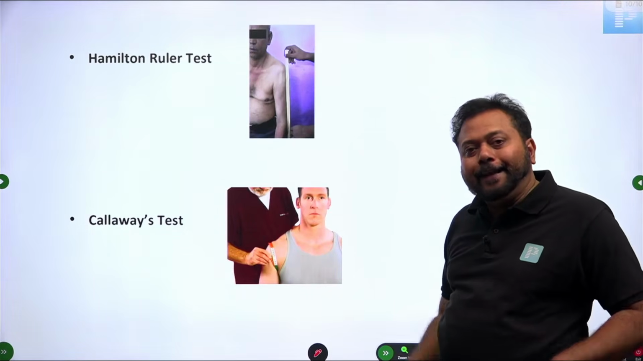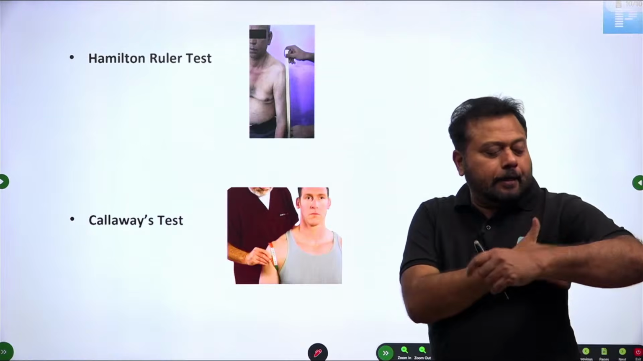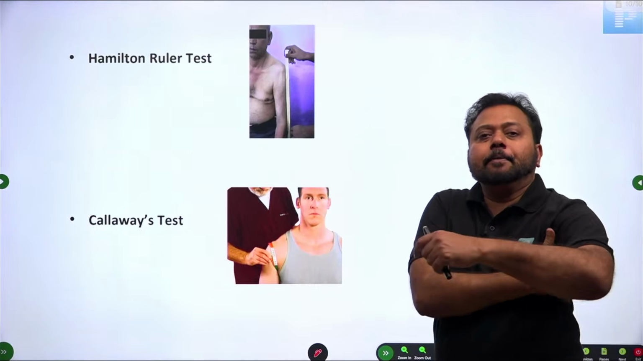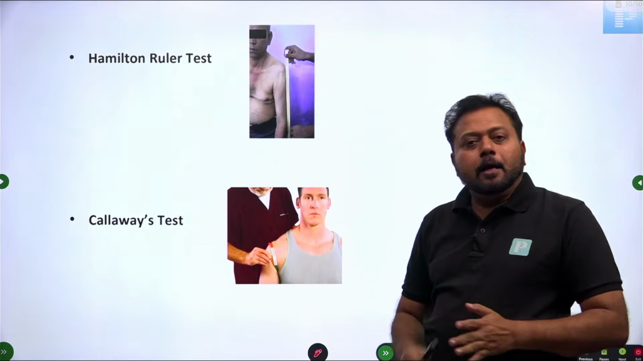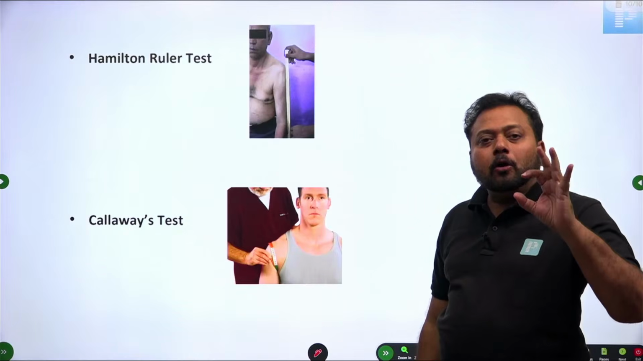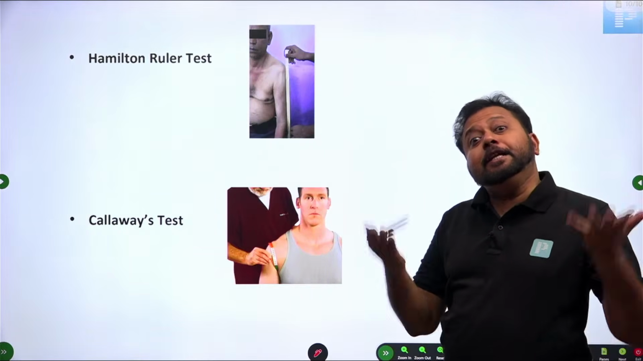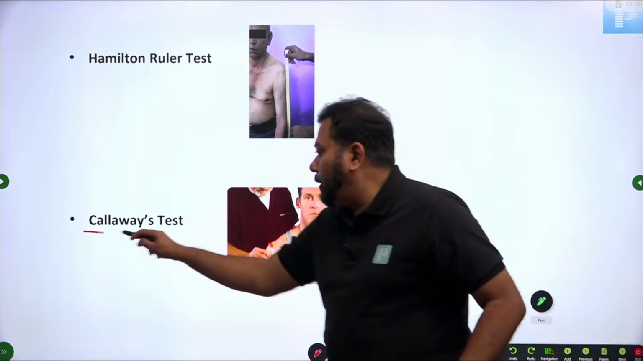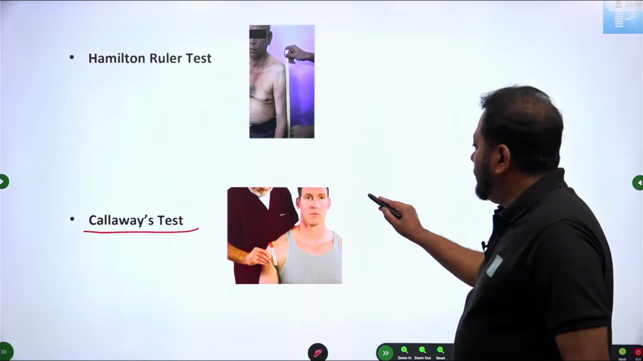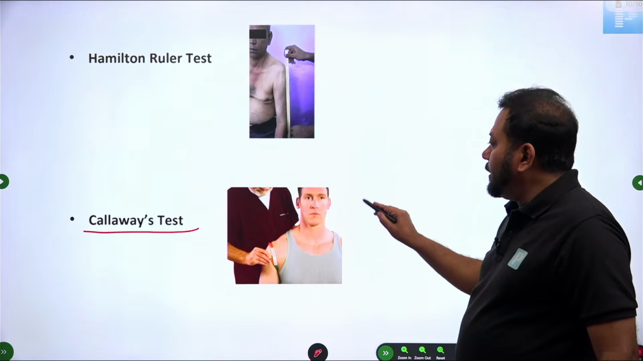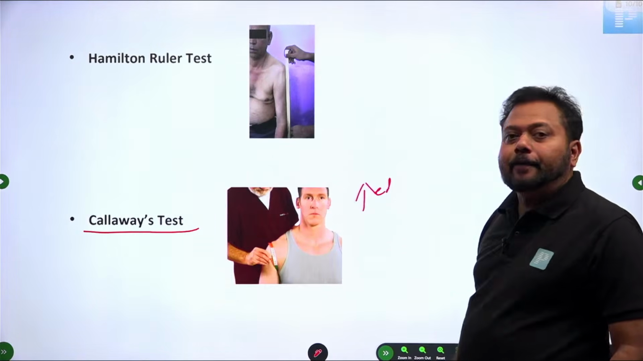Another important thing: take an inch tape and measure the girth or width of the axilla. The girth or width of the axilla on the affected side is increased, and that is called Callaway's test.